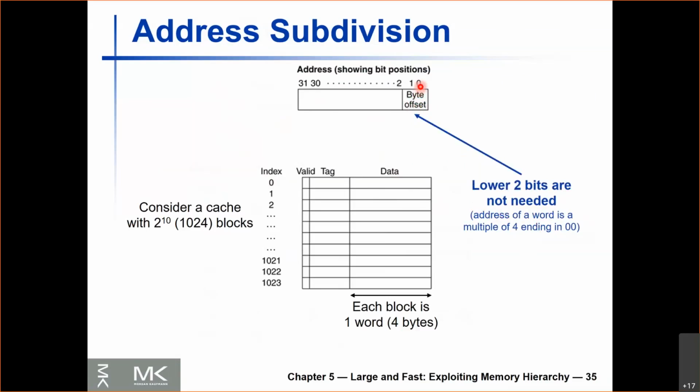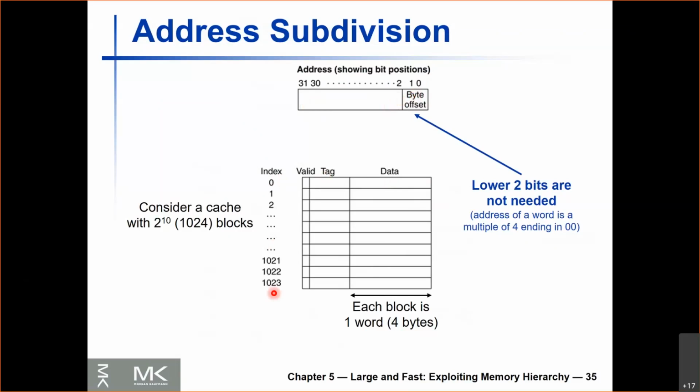Now, if I have load byte instead of load word, then these lower 2 bits are no longer 0. They might be something else. But in that case, I would load the word from the cache, and access the specific byte inside of that word. But it's not going to impact where this data is going to be in the cache, in which block. So we're going to ignore these lower 2 bits because we're accessing whole words right now. And then we're going to use some bits from the remaining 30 to figure out which index we're going to map to.